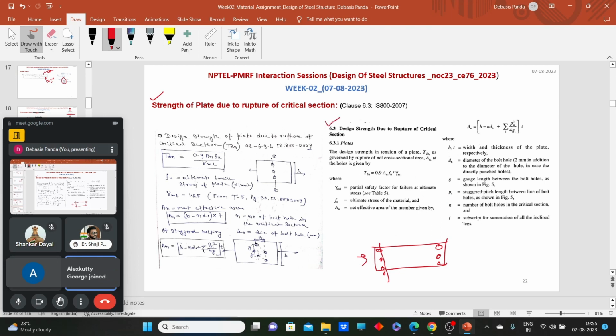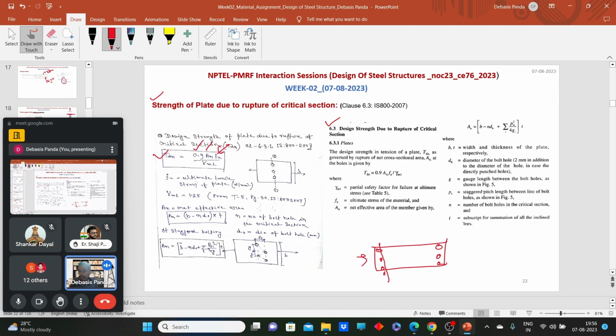can find out from the clause 6.3, where that clause says that the TDN, that means the design strength due to rupture, and for the rupture, if you want to tear it out something, it has to reach its ultimate strength, right? It has to reach its ultimate strength. So that's why we consider 0.9 An, that is the net area. I will come into it.